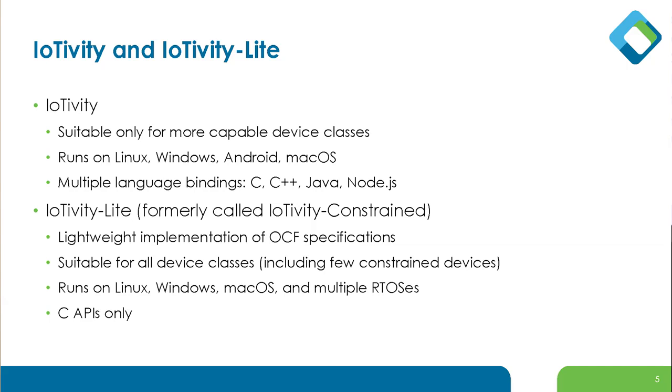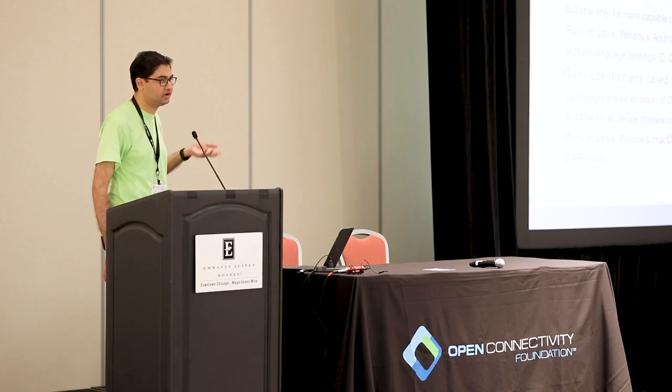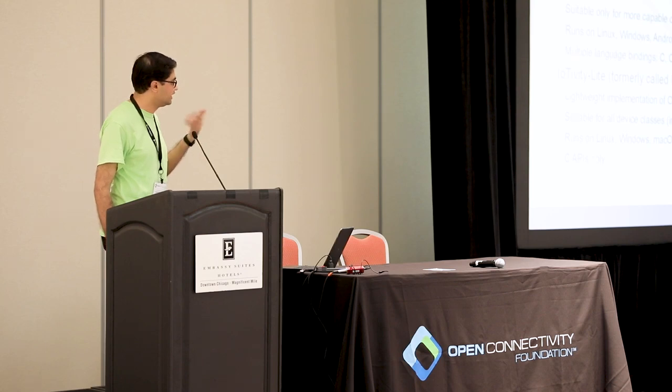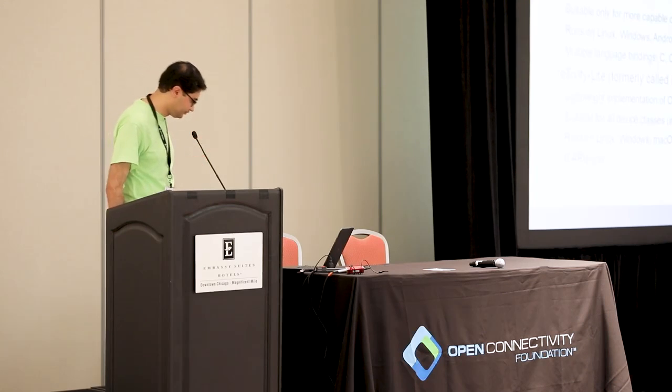IoTivity Lite is a second implementation, which is a lightweight implementation, and as a result can run on a wider range of devices, including a few classes of constrained devices. It runs on Linux, Windows, macOS, and a few real-time operating systems. It also has a working adaptation layer to run on some kinds of embedded Android devices, but currently lacks a Java binding to be able to build Android apps. It exposes only C APIs, but can be extended with other language bindings.